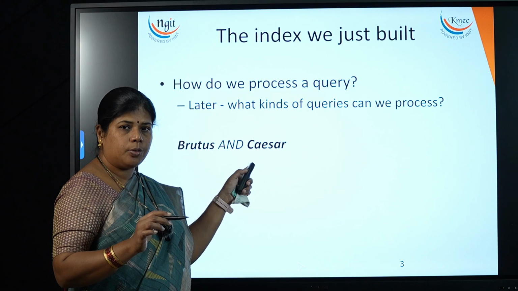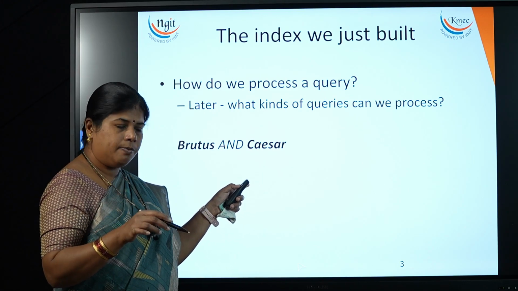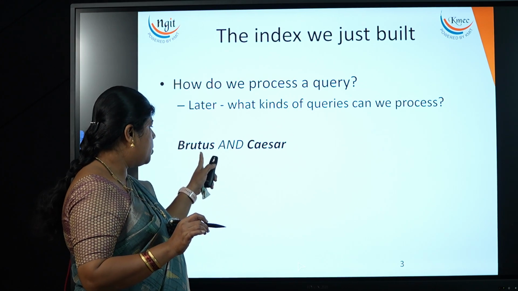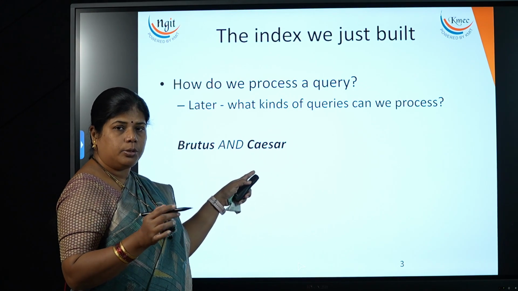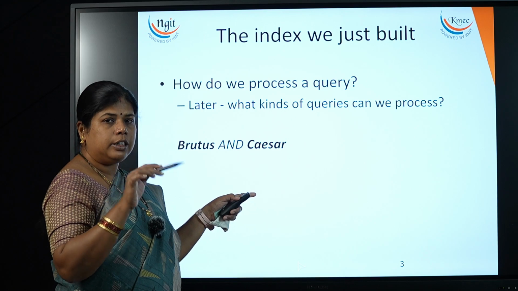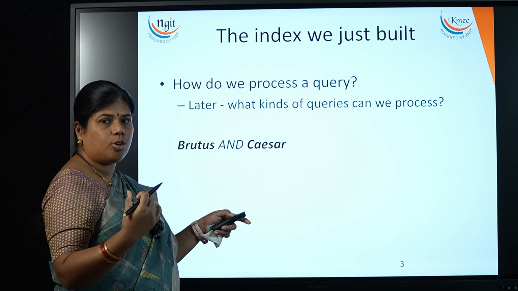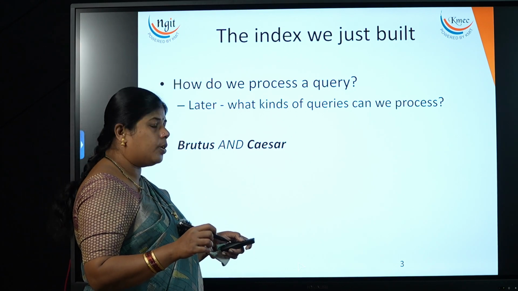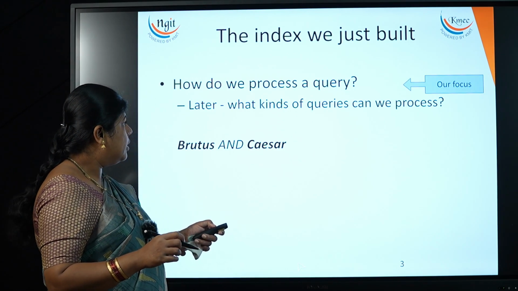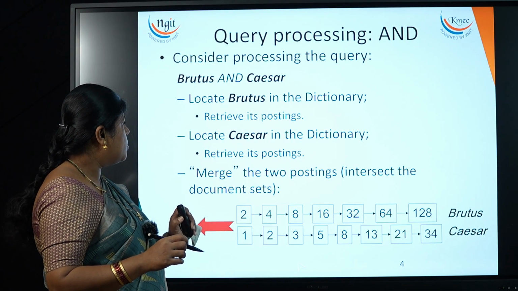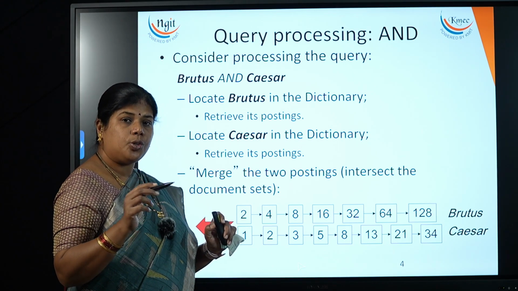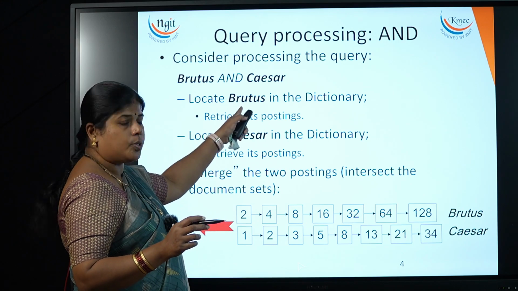Now, what is my query? I want to find out all the documents in which both these terms exist. The first one is Brutus and the second one is Caesar. Both these terms should be in the document, and all those document IDs I want. Now, how are we going to process it? First, in the dictionary, I should locate the term Brutus.